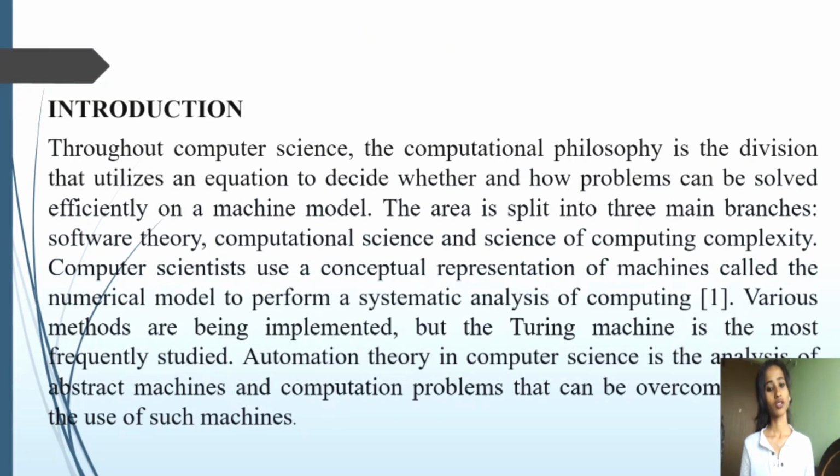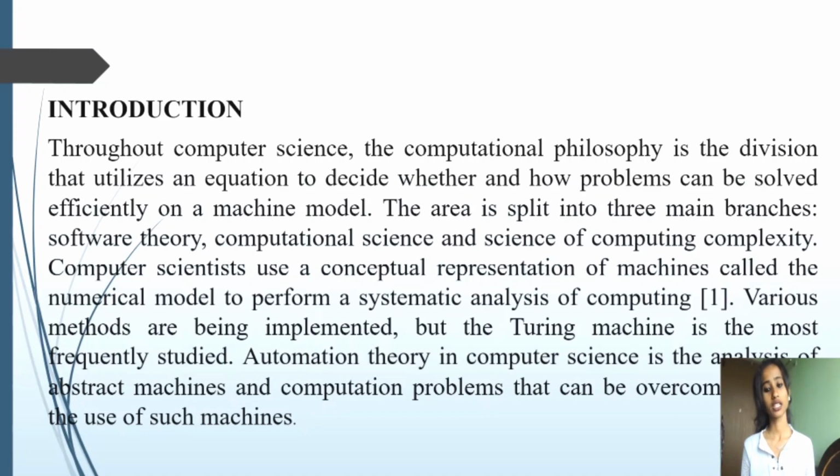Introduction. Throughout computer science, the theory of computation is the division that utilizes algorithms to decide whether and how problems can be solved efficiently on a machine model. The area is split into three main branches: automata theory, computability theory, and computational complexity theory. Computer scientists use a conceptual representation of machines called a mathematical model to perform systematic analysis of computing. Various models are implemented, but the Turing machine is the most frequently studied.